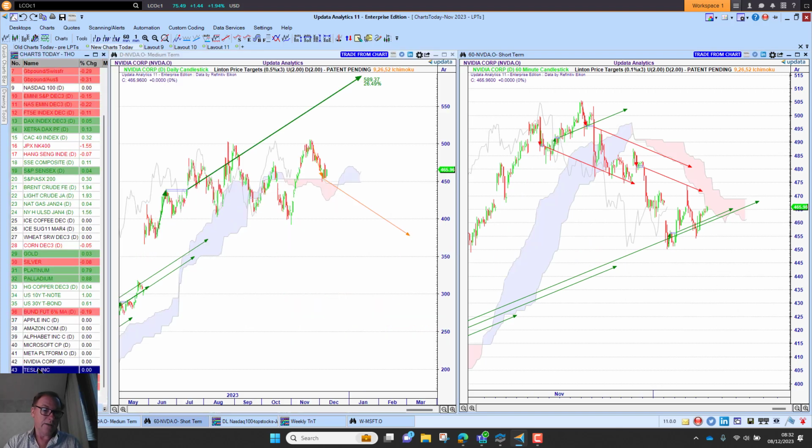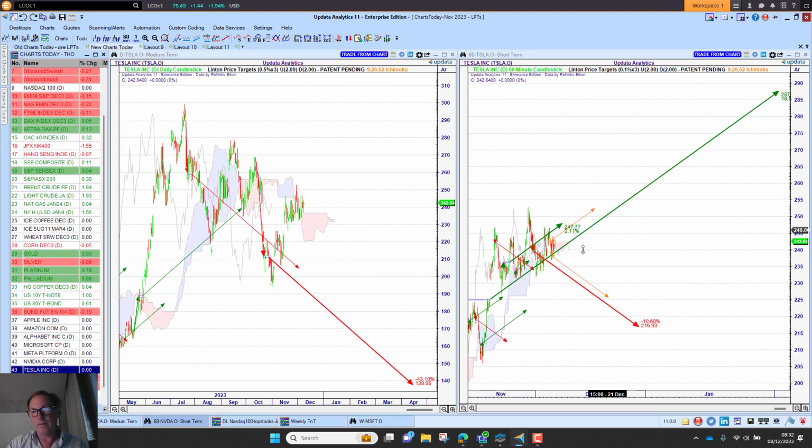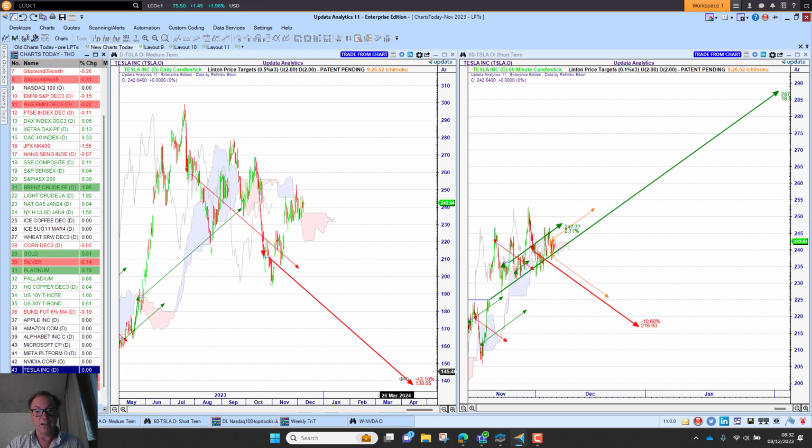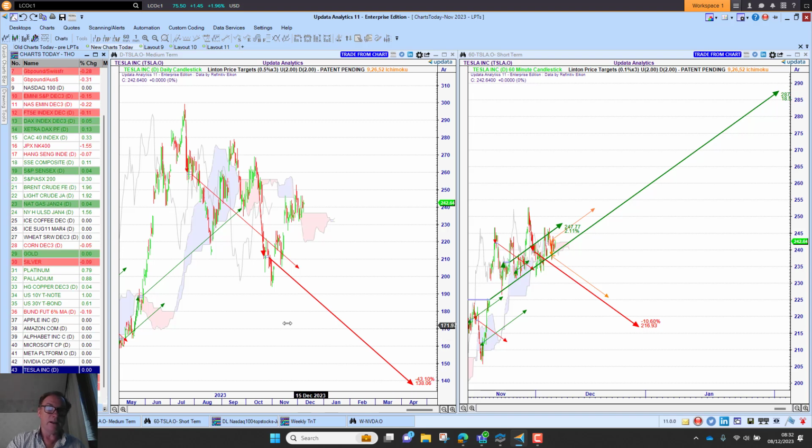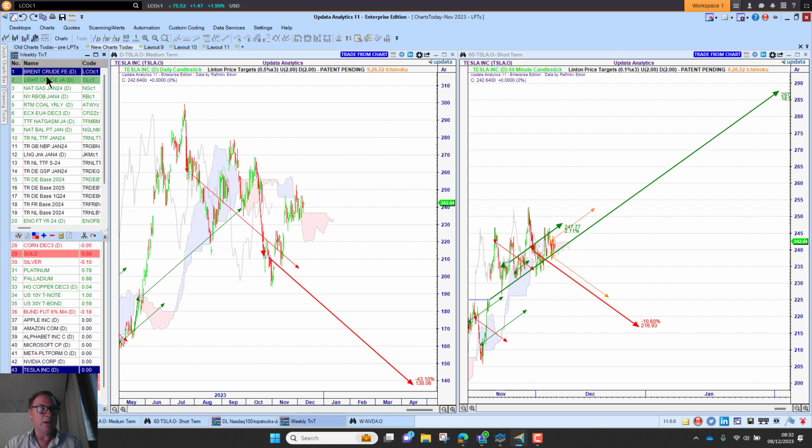And if we look at Tesla, the picture's very mixed here. We've got upside and downside targets. The medium-term daily chart has a downside target here that has disappeared on many other charts, not so on Tesla. Now let's take a look at the energy mix.